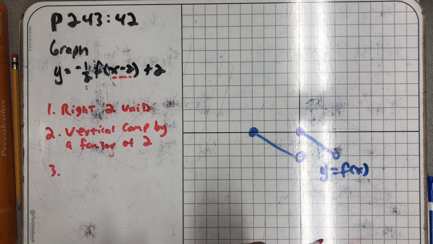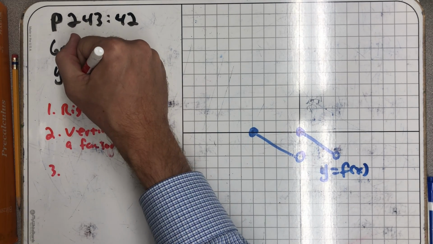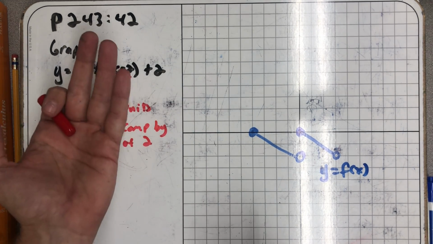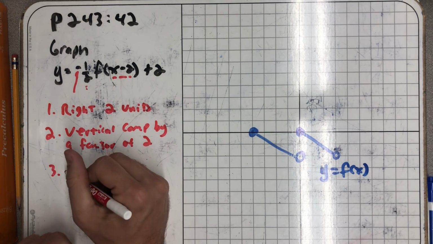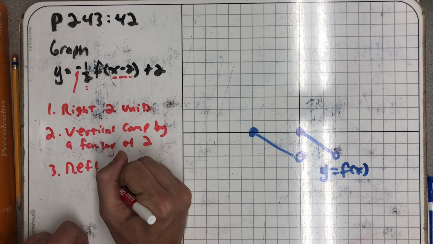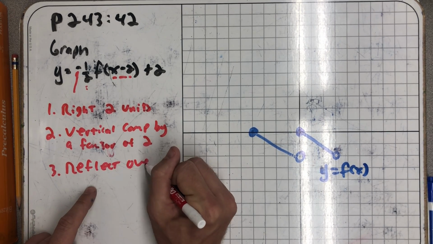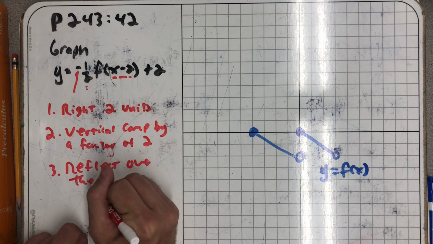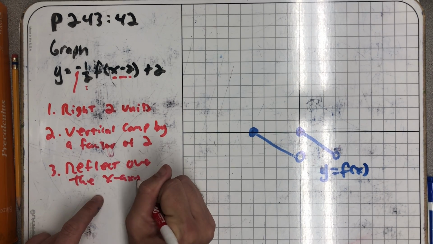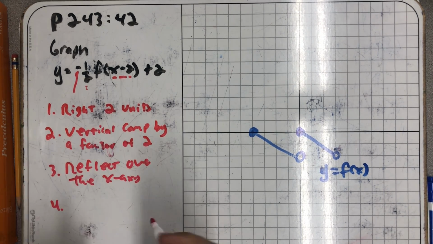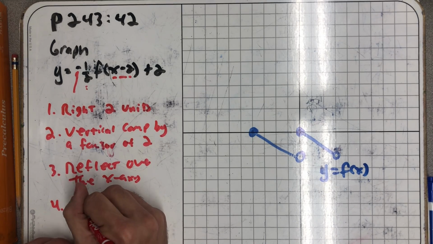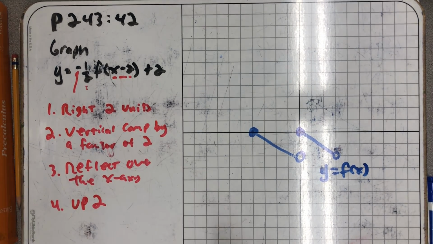Then I'm supposed to do any reflecting. A minus out front of the function says, hey, that's going to be a reflection over the x-axis. And then finally I get to do any vertical shifting up or down. That's probably the first thing we might have noticed when we looked at the problem, but it's the last transformation, where I get to move everything up 2.